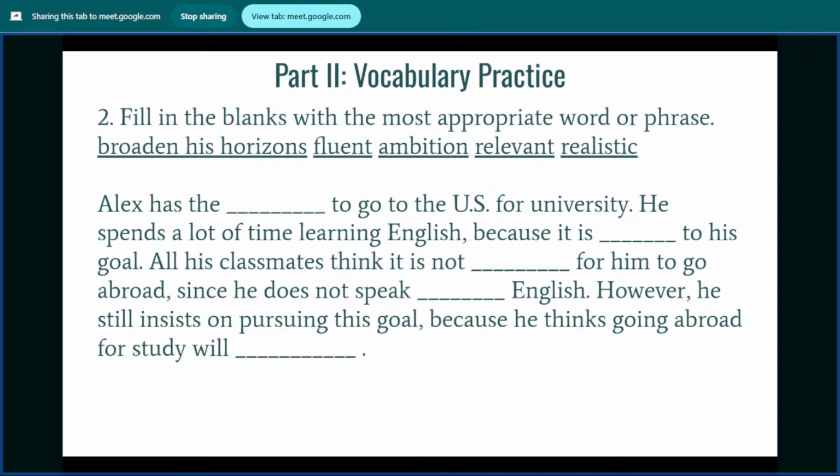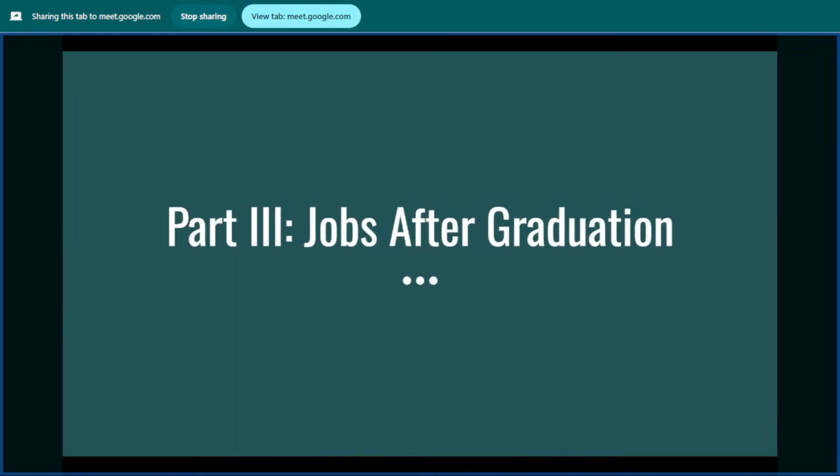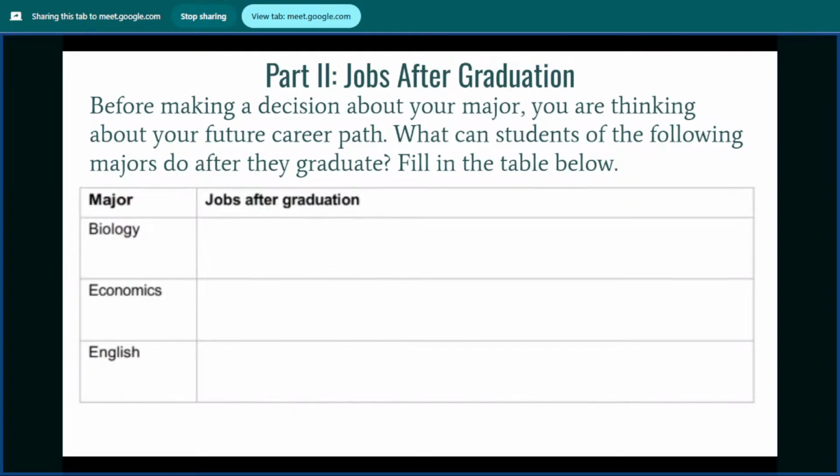Other words are easy. We use them regularly, correct? Yeah, the answers were correct. Moving to the next part over here. Before making any decision about our major, what we usually do is we decide our career path, correct? Now, what can students who are planning to take up these majors usually do after they graduate?